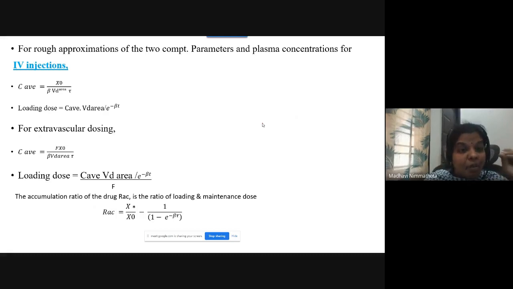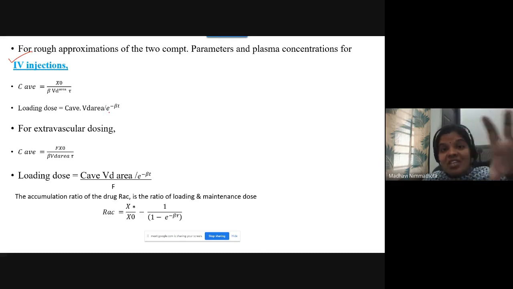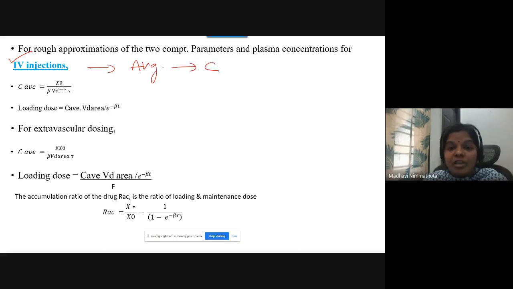So for rough approximations of the two compartmental parameters and plasma concentrations for IV injections, here they have written direct equations. Okay, you can learn these equations directly. So for a drug which follows the two compartmental open model, when we take such a drug in the form of multiple dosing, in the form of repeated administration, through IV injection or through extravascular dosing, how can we calculate the PK parameter? So here we can always consider the average plasma drug concentration.